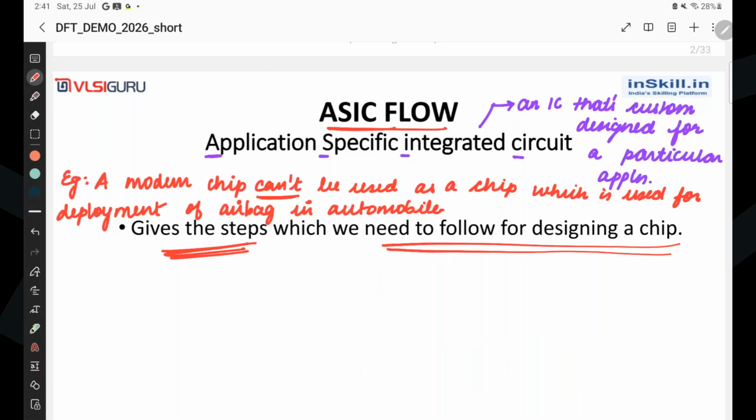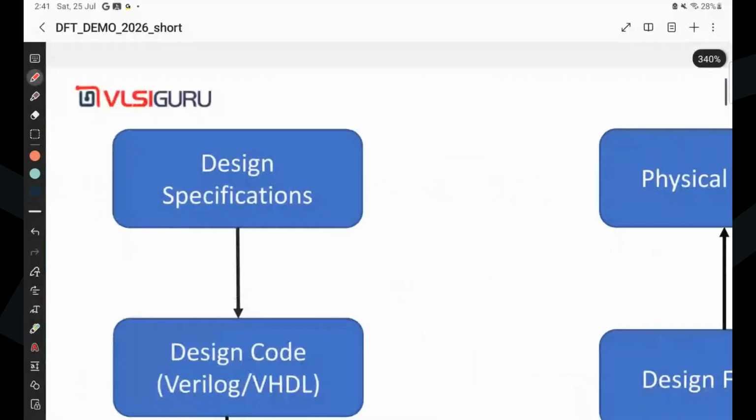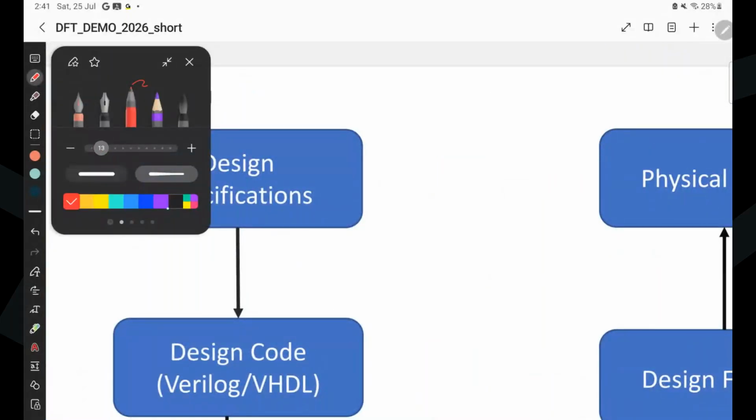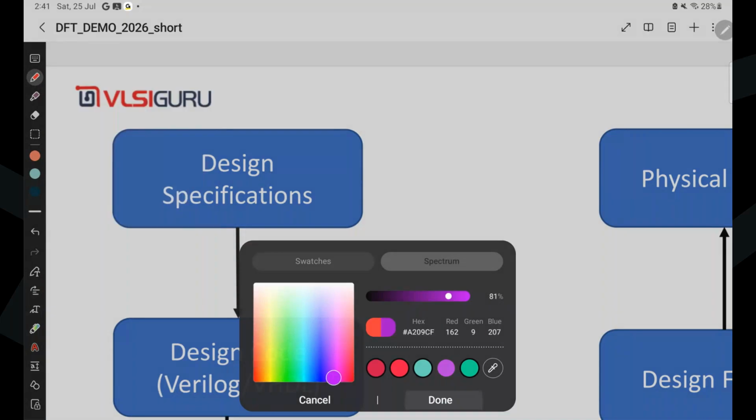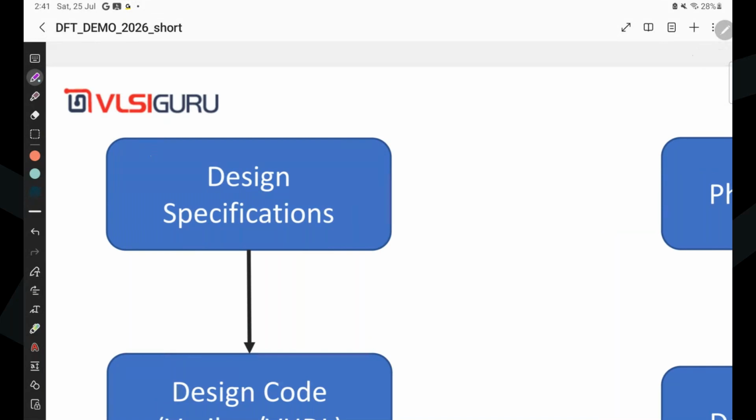Okay. So the first step will be the design specification stage, based on the application for which we are designing the chip.